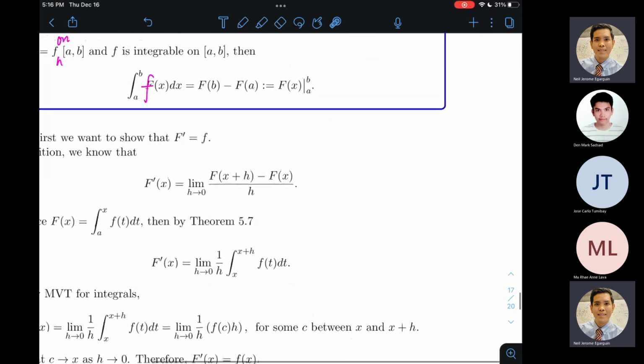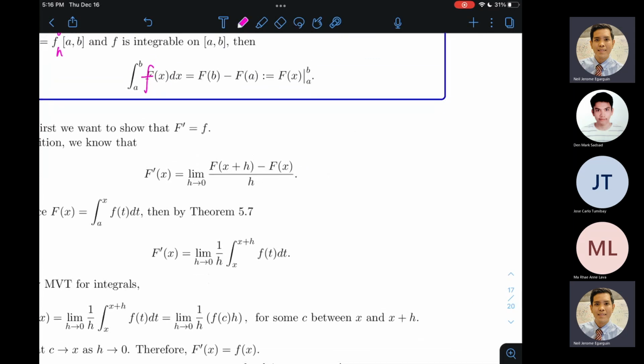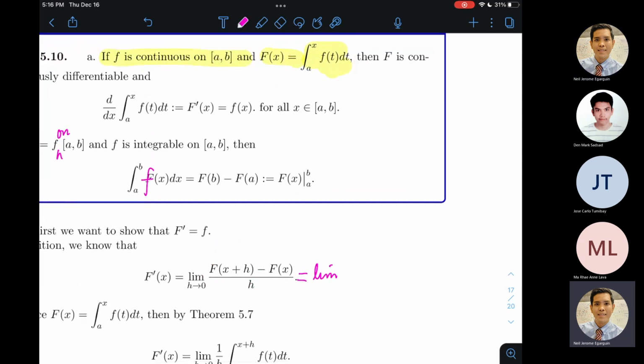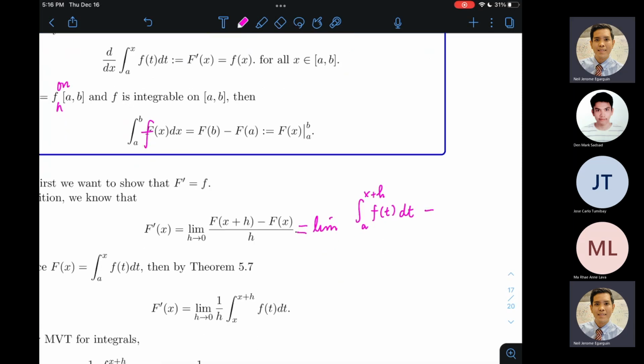Tapos pwede ko itong isulat in terms of the integral, okay? Equal sa limit ng capital F evaluated at x plus h. Remember, capital F is defined to be this integral. So si x papalitan ko lang ng x plus h. So siya yung integral ni f of t dt starting from a until x plus h. Kasi yung argument niya ni x dapat siya yung upper limit. Okay? Tapos minus capital F of x. Siya naman yung integral ni f of t dt simula kay a hanggang kay x, all over h as h approaches 0. Okay? Tapos, simplify ko to, no?